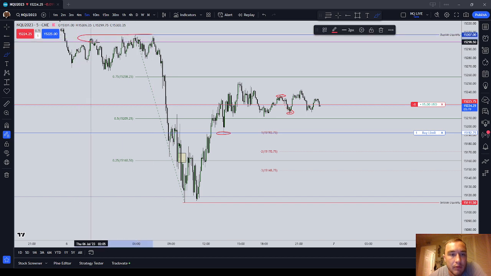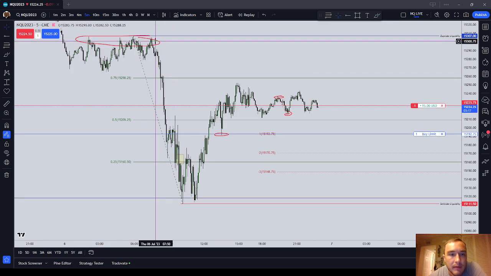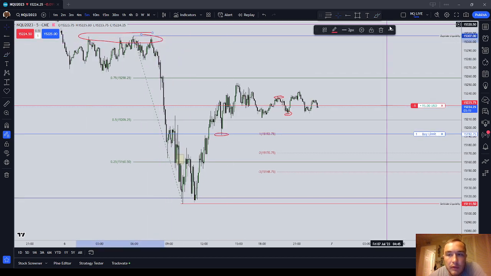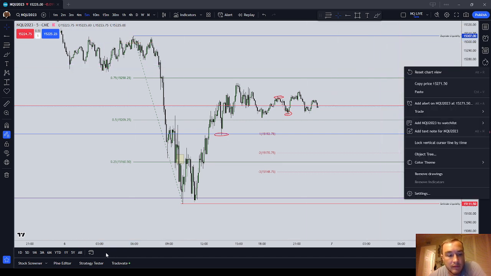Like, that's looking pretty juicy, okay? So I do think that we get up there, but not in the overnight session, I don't think. But if I start to see us draw up there, that's what we're looking for.